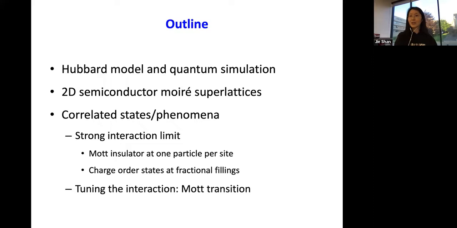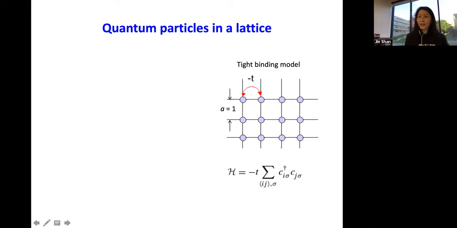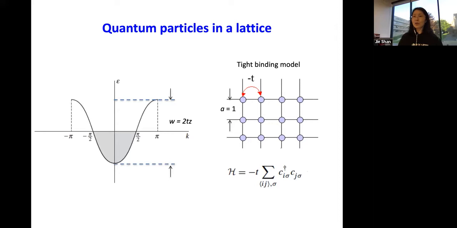Okay, first let's just consider a lattice of atoms with one non-degenerate electron level. Then the Hamiltonian of this system is very simple. It consists of one term that describes hopping from one site to a neighboring site by this hopping matrix element t. The solution is a band formation. So the bandwidth is determined by the hopping parameter t and also the number of nearest neighbors.